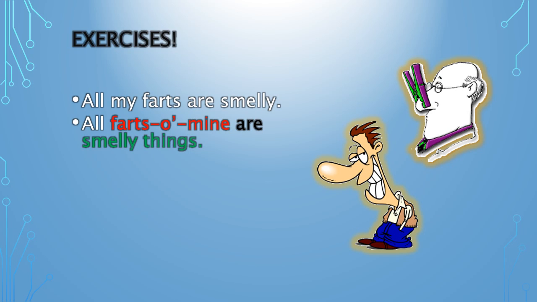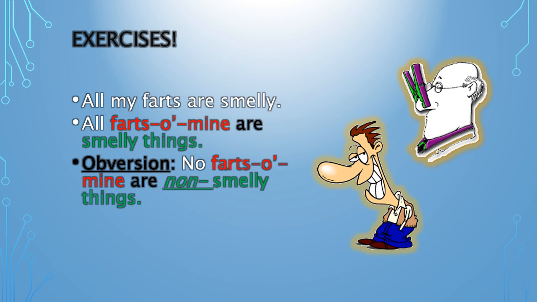What can we do with an A sentence? Well, obviously obversion can work. So let's do the obverse first. We'll change the all to a no, and we'll change smelly things to its complement. What do we wind up with? Yep, that was easy enough. Obversion's not too hard once you get the hang of it.